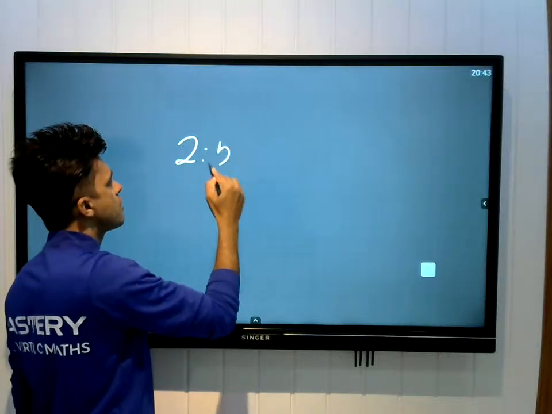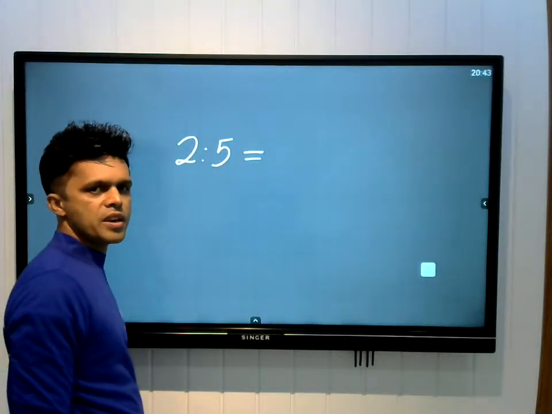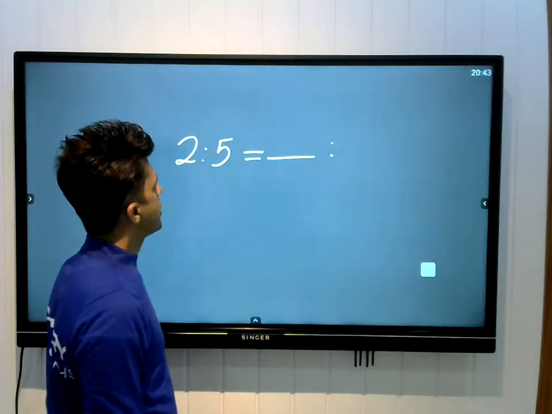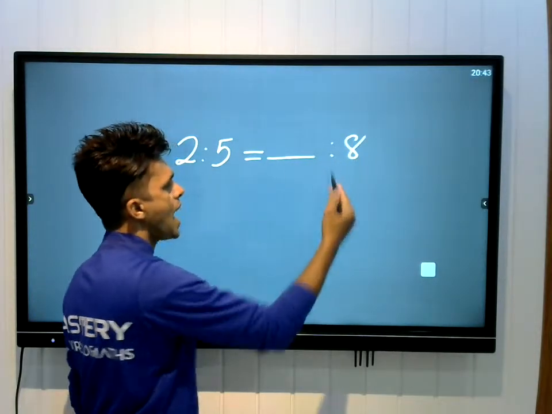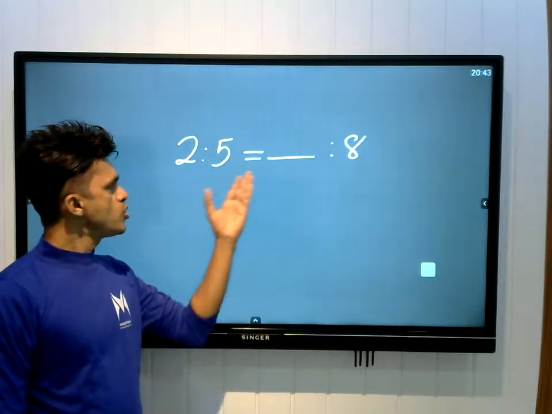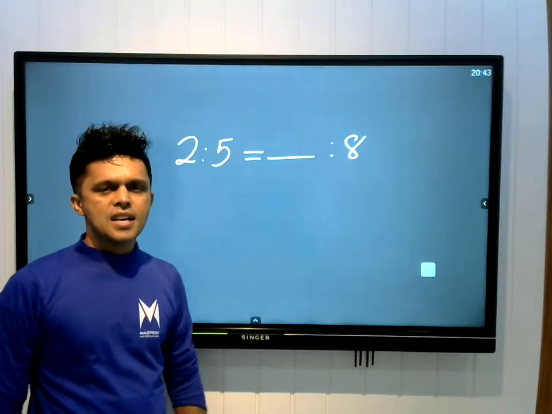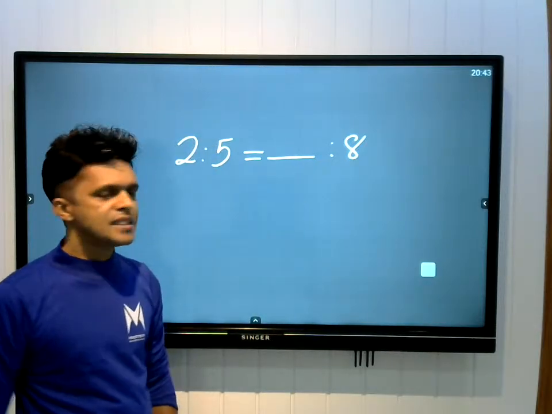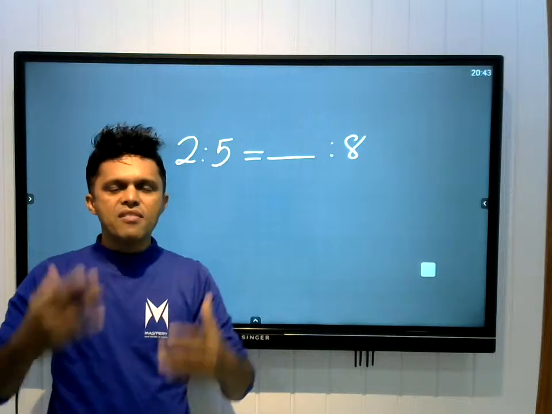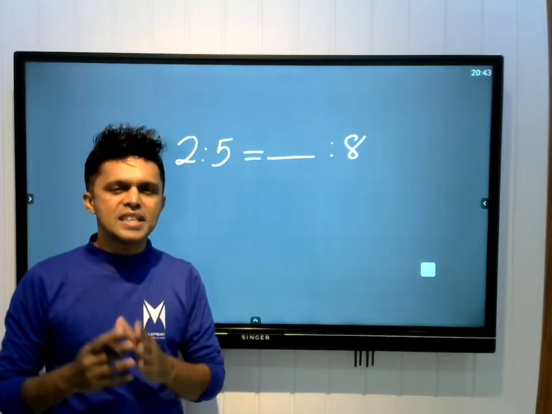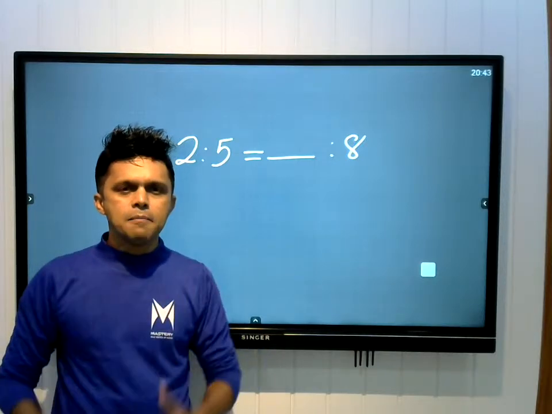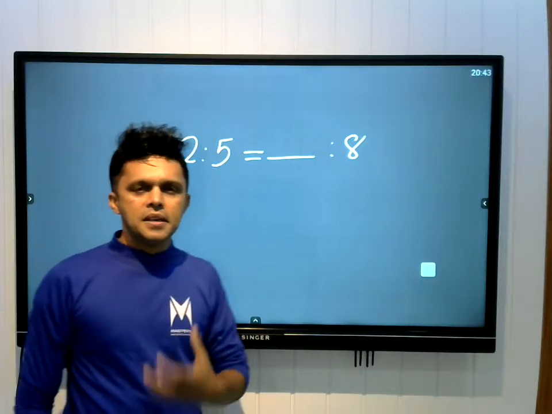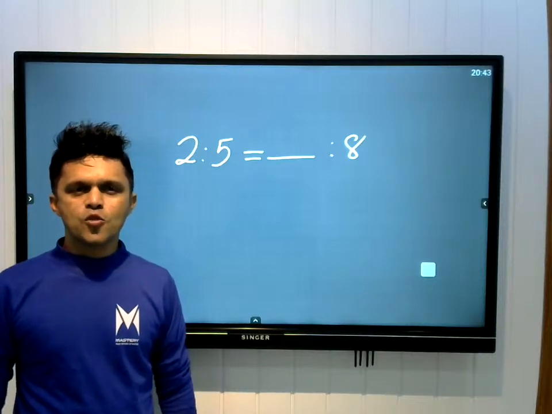So, 2 to 5 equals, let's fill the blank here. 2 to 5 equals blank to 8. What is the digit that you need to write in the blank? Just think of this one. These are equivalent ratios. What should be the digit here?